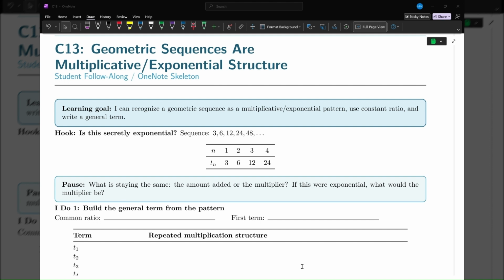We have a sequence 3, 6, 12, 24, 48. So our question is just what is happening? Is what's constant the amount being added or the amount being multiplied? And if this were exponential, what that just means is we have a constant multiplier. What would that multiplier be? So take a look, and then we'll look at this question in I do 1.